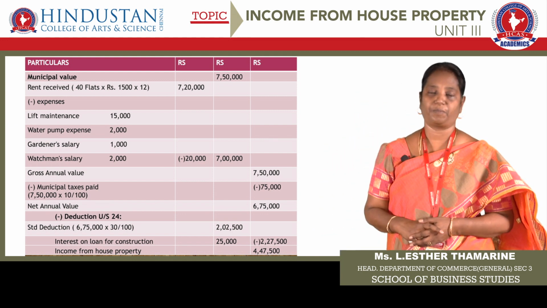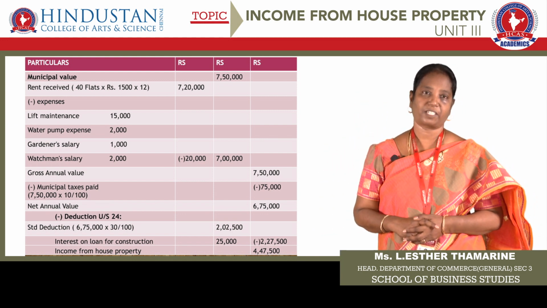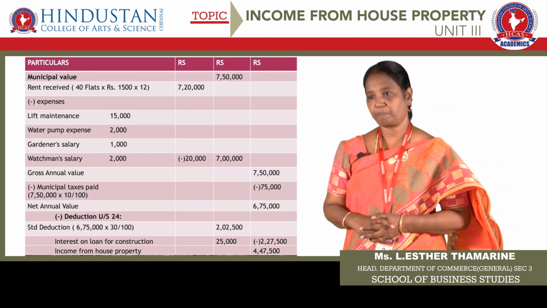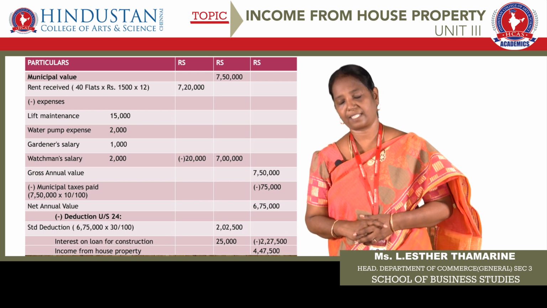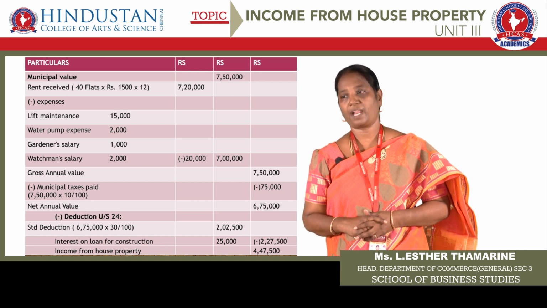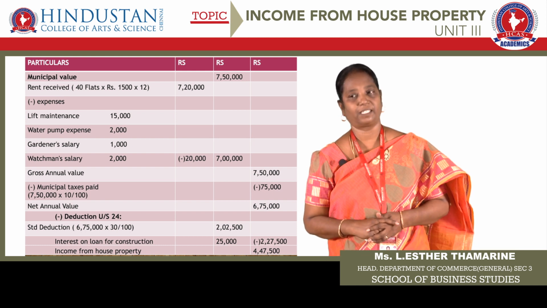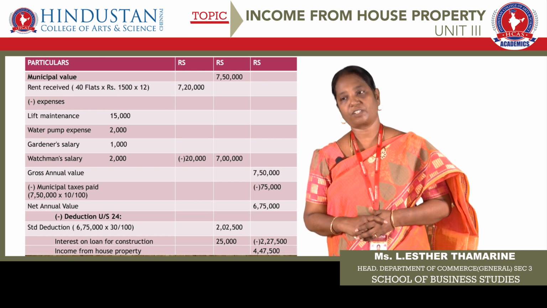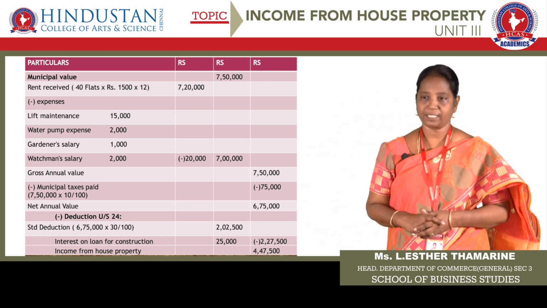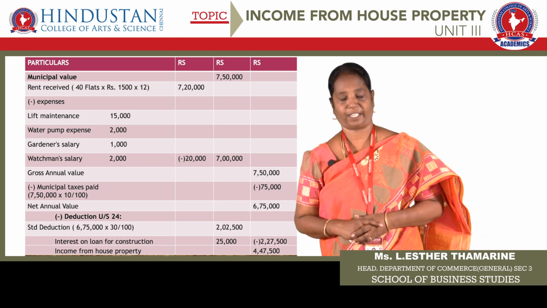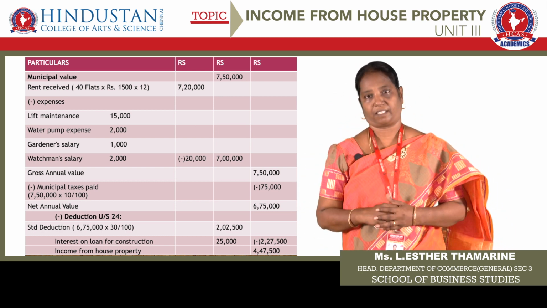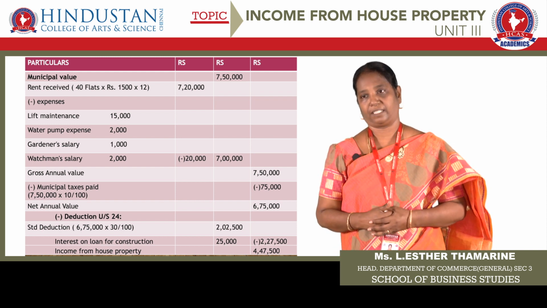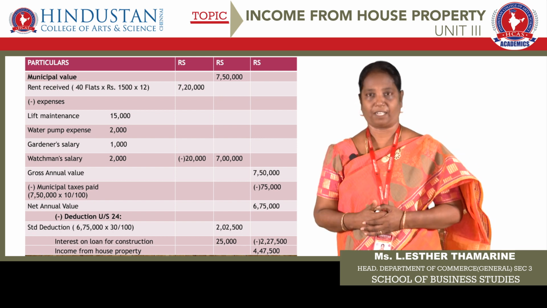On this net annual value, we are eligible for a deduction under section 24. The standard deduction is 30% on the net annual value, that is 6,75,000. So 2,02,500 is the amount. Along with that, we have interest on loan for construction. This amount is also eligible for deduction. So along with the standard deduction and interest, we can claim the deduction and the outcome is income from house property.